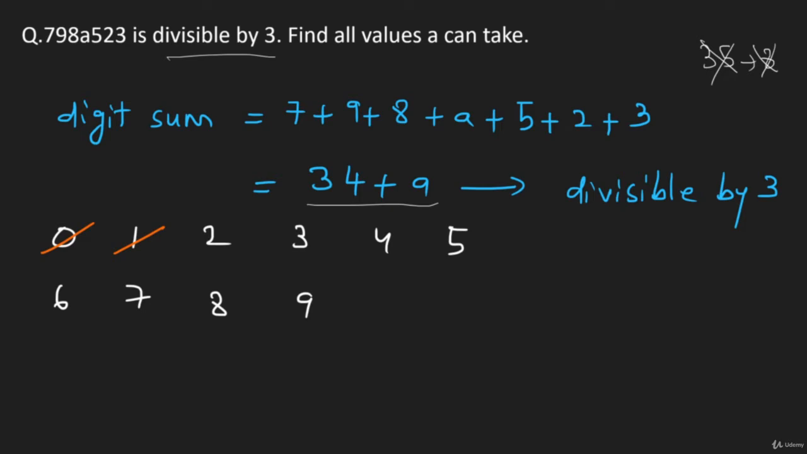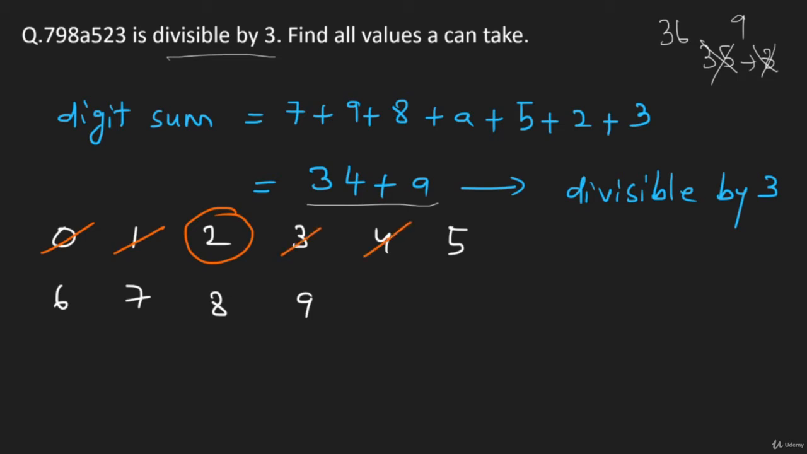Now, if we take 2, 34 plus 2 is 36. If I add 3 and 6, I get 9. 9 is divisible by 3. Therefore, 36 is divisible by 3. Therefore, 2 is one of the possible answers. Now, let's do the same with 3 and 4. You will see that 34 plus 3 is 37, which is not divisible by 3. 34 plus 4 is 38, which is not divisible by 3.